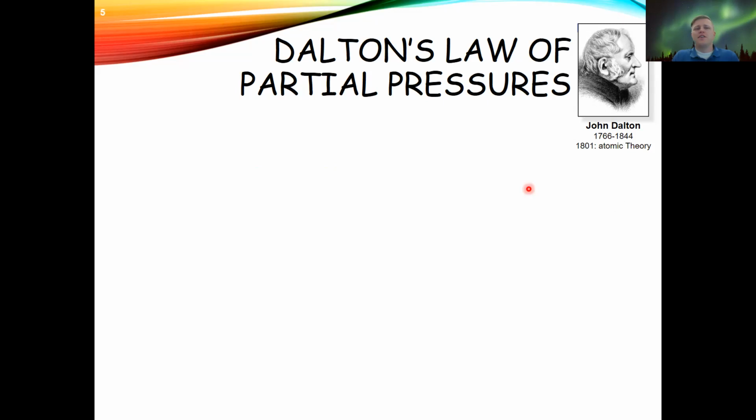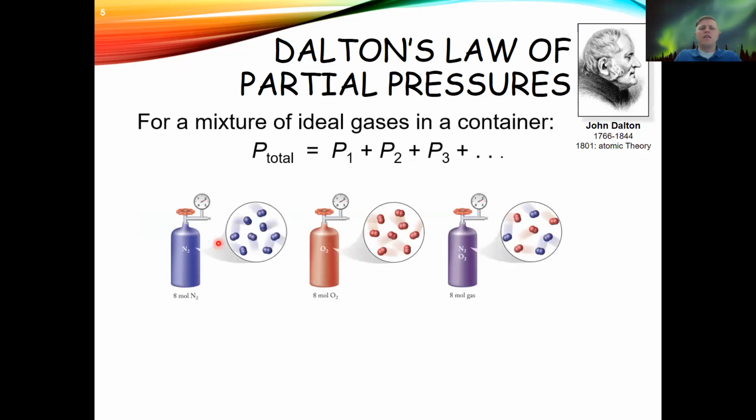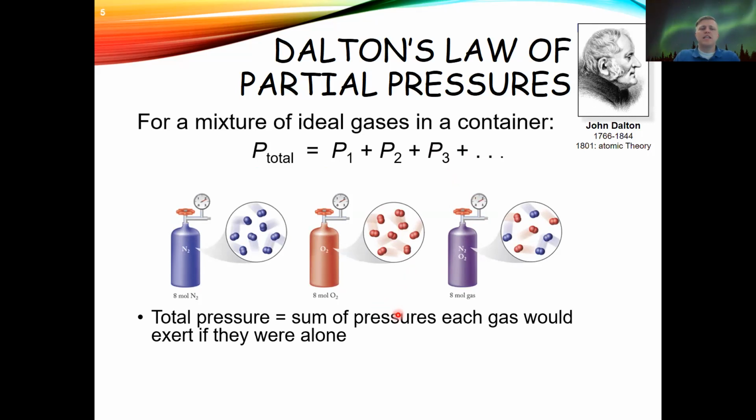All right, so John Dalton came up with a law of partial pressures. They were pretty quick and loose with the word law back in the 1600 and 1700s. So they just came up with law after law. Now we've combined them all into simpler or more comprehensive laws. But he said that for a mixture of ideal gases in a container, the total pressure is equal to the pressure of each individual gas. To put that more explicitly, he's saying that the total pressure in a container is the sum of the pressures each gas would have if they were alone.